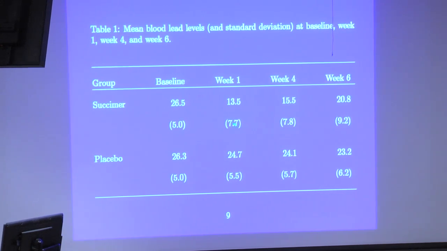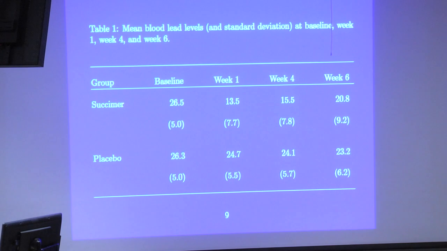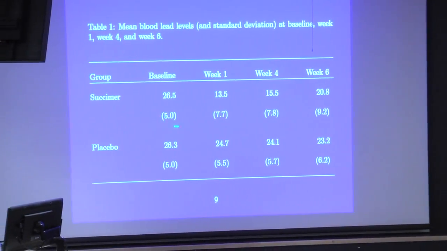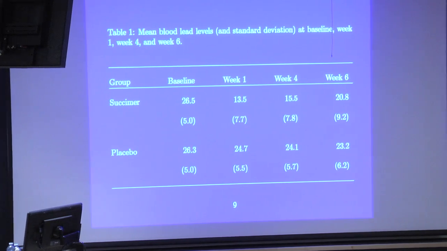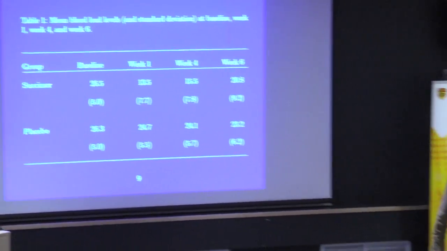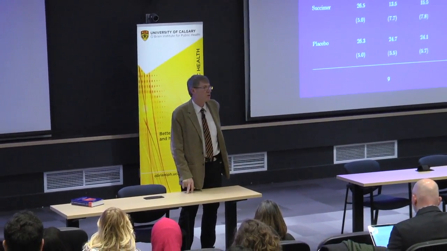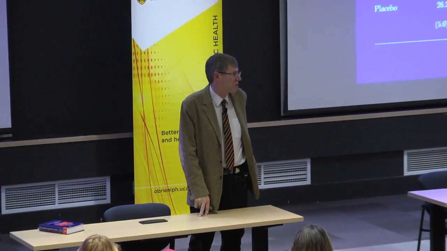In the placebo group, you can see there's a small decline in blood lead levels at week 1 through 4 and week 6. Also, what I'm showing in parentheses is the standard deviation, a measure of the variability of the repeated measurements over time. So very, very straightforward to calculate means. Very, very straightforward to calculate standard deviations.